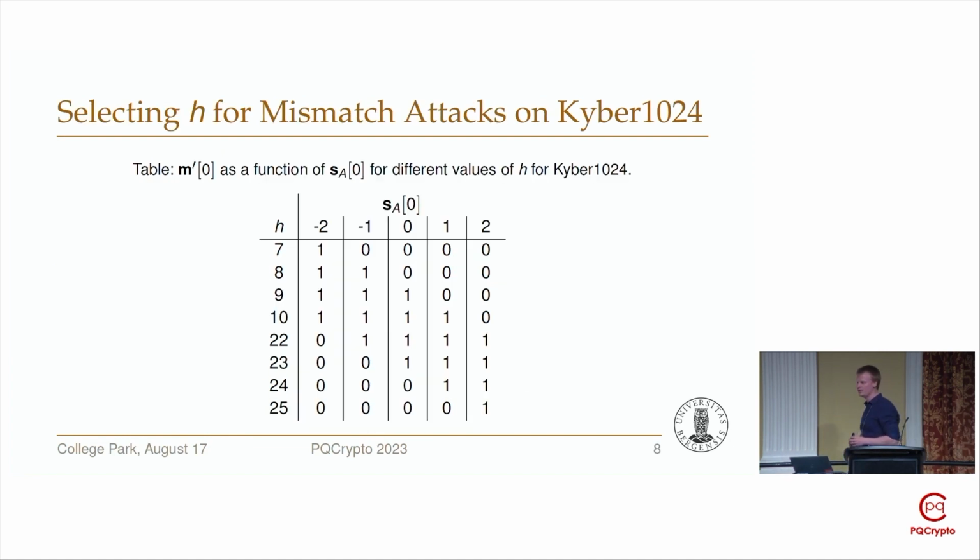And here we have a table for how to set the parameter h depending on what you want to learn about the secret value. So in case Eve puts h equals 9, she will either learn that the secret is -2, -1, or 1, or that it's 1 or 2. And then by asking a few more questions of this type, she will learn the precise value of S of 0.